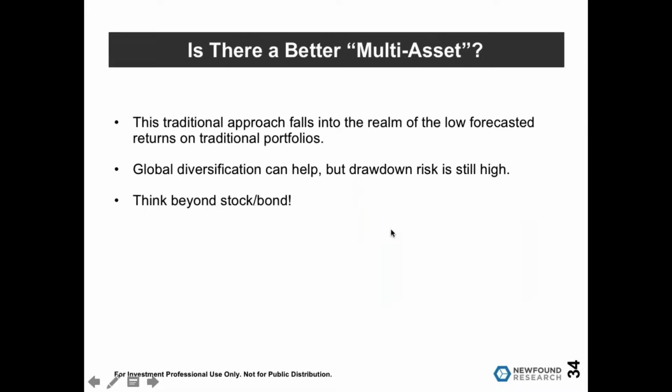So we ask ourselves, is there a better way to do multi-asset? The traditional approach is really hit by these low forecasted returns that we've seen for equities and for bonds. So we can diversify globally. We saw that global equities like emerging markets and foreign developed would help, but they still lead us to have that high drawdown risk that we saw on the previous slide. So we really need to think beyond this stock and bond mentality.